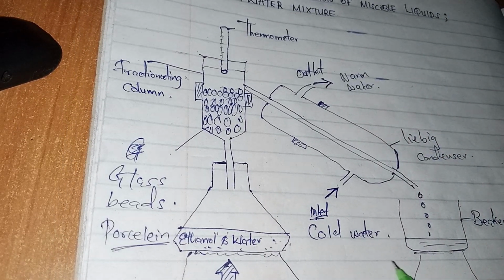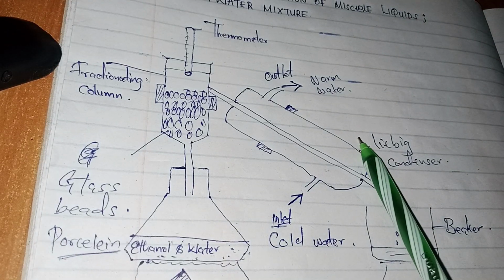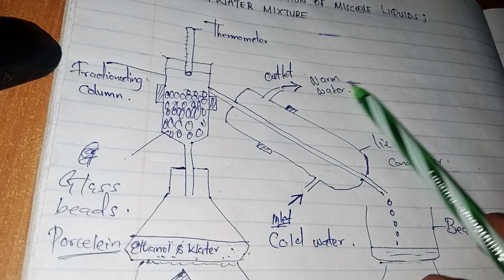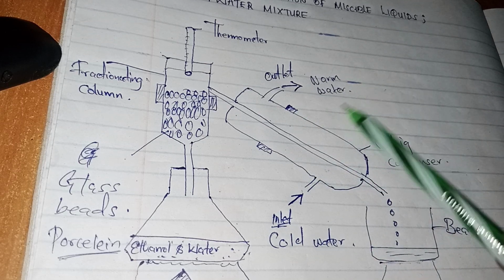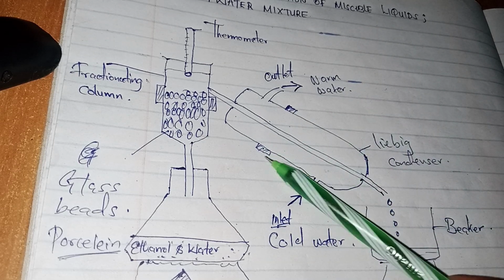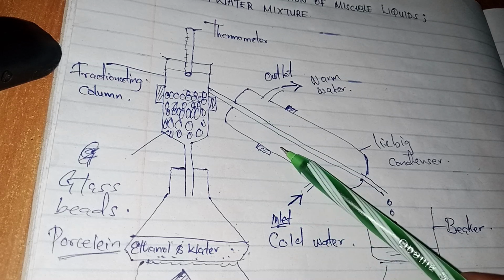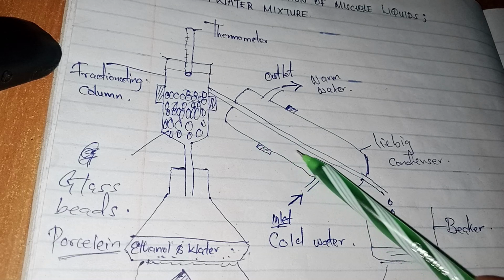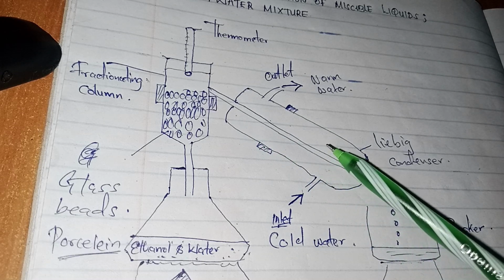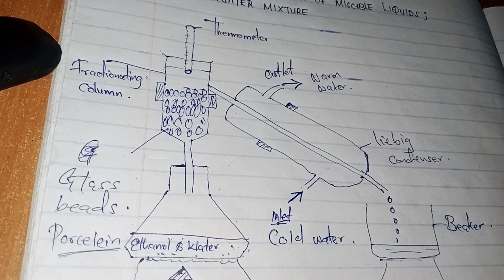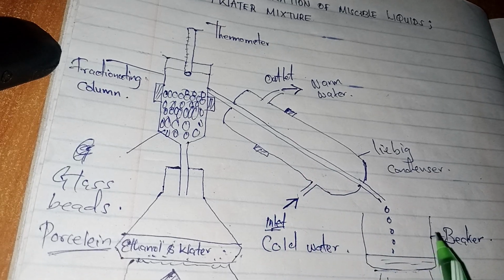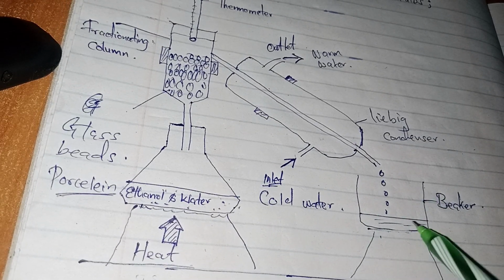And I have a caution on this. The Liebig condenser should always be set up like this: the inlet at the bottom and the outlet at the top. This is to increase the time for the cold water to contact the vapor in the tube. Now, ethanol will distill first and will be collected here in this beaker. So here we have ethanol.